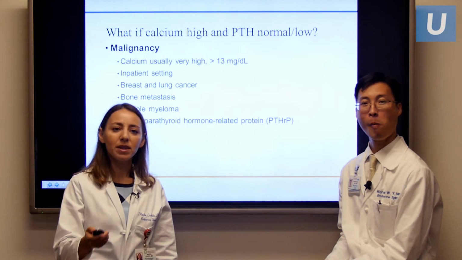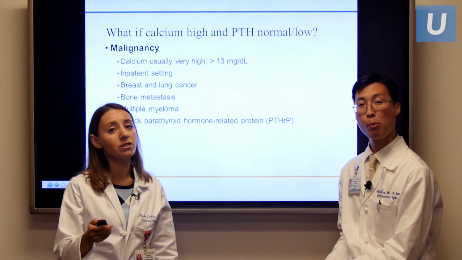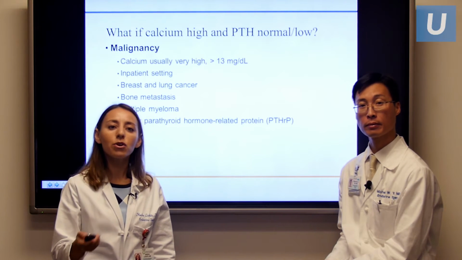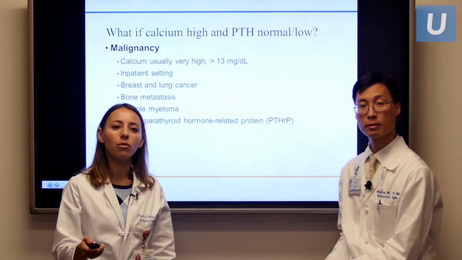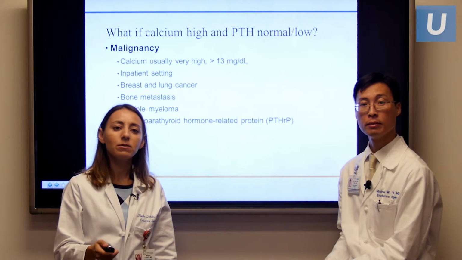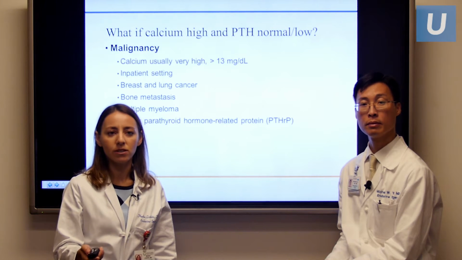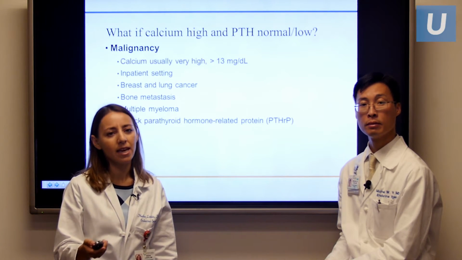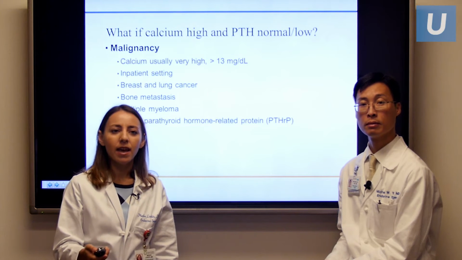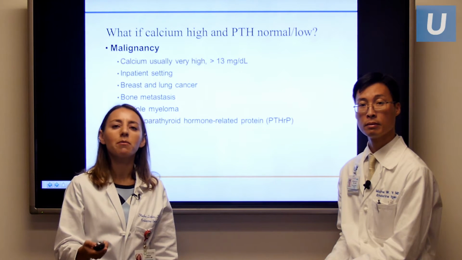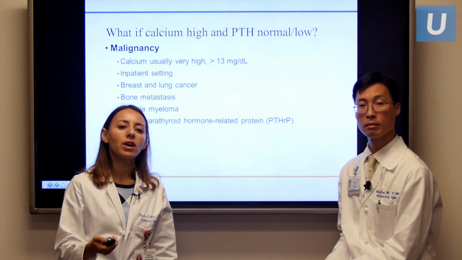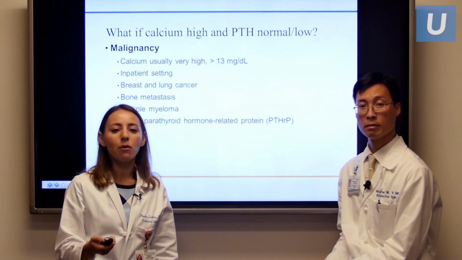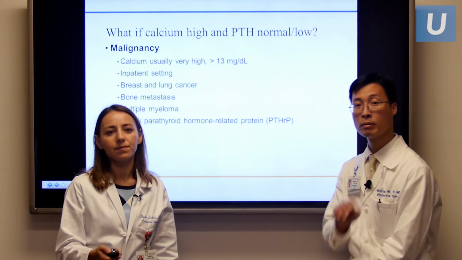Now let's talk about malignancy. I said that parathyroid cancer is very rare. There are some other cancers that can cause high calcium, in which case the PTH level would be normal or low. The calcium is usually very high again with other cancers. Usually these patients are pretty sick. They're often hospitalized. The classic ones that cause this would be breast and lung cancer with metastasis to the bone, or multiple myeloma. You can check a parathyroid hormone-related protein that will often be elevated in these cases.